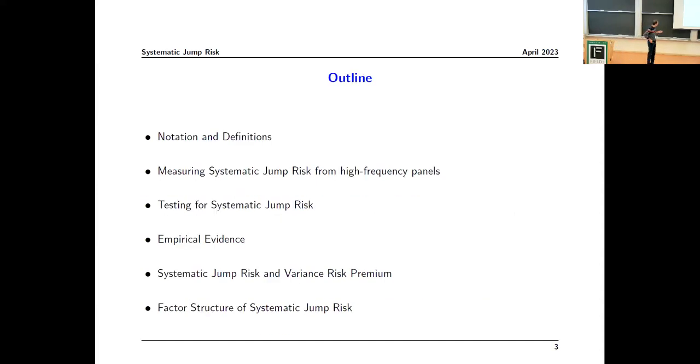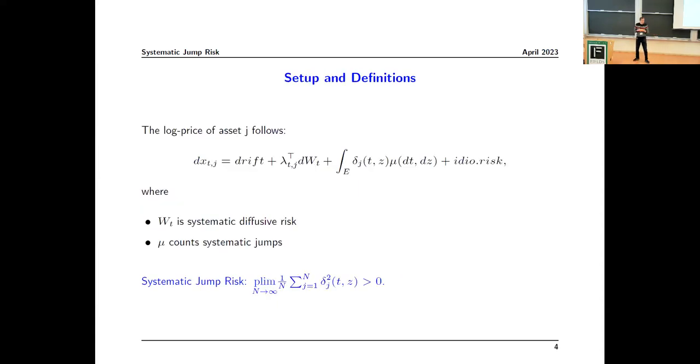Let me go through notations, definitions, and outline. Instead of just explaining what I'm going to do, let me show you. I'll try to keep the notation minimally complicated, but we will have a cross section of assets. They will be enumerated by J, and X is the log price at time t, and it evolves according to this continuous time model.